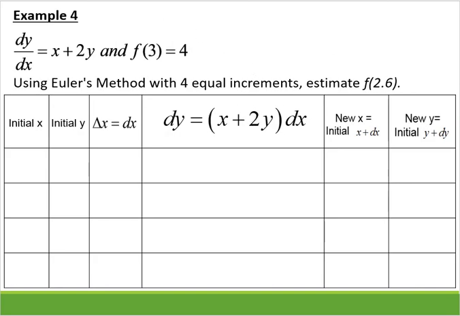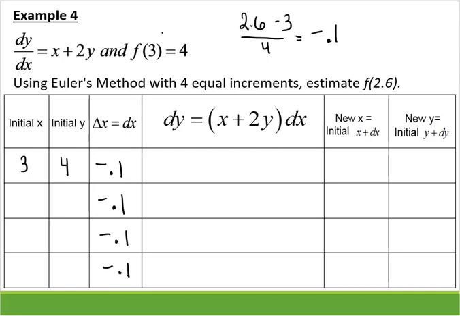Now the next one. So different differential equation. Your point you're starting with now is 3, 4. My delta x, I want to get to 2.6. I'm starting at 3, 4 equal increments. So this is now a negative. So my delta x is negative, and that ends up being the same for everything. Hopefully you realize it's negative because I'm starting at 3, going backwards.